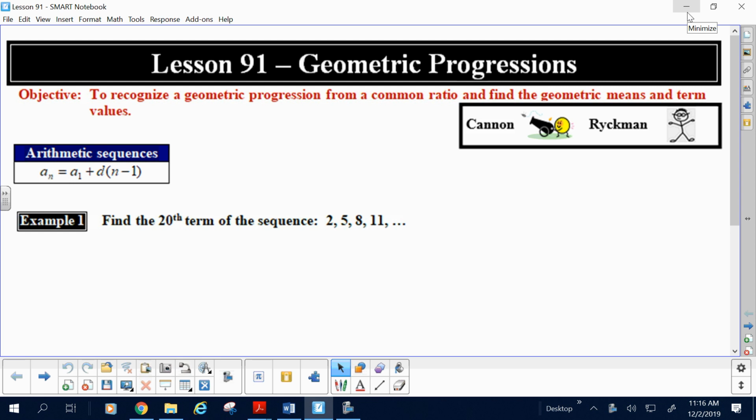So turn it over to the 91 side. The 92 side obviously is for another day. And are you ready? Yes, sir. Okay.